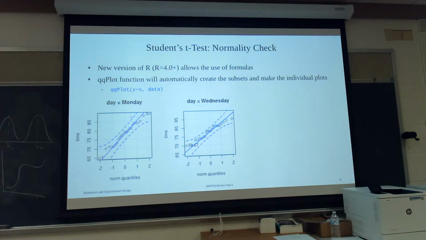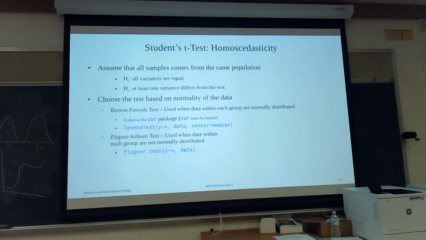So it's pretty new. All right, so normally distributed, we now check our next assumption, which is the equal variance assumption. Both of these tests, the Brown-Forsythe test and the Fligner-Killeen test, have the same null and alternate hypothesis. Our null hypothesis is that all variances are equal. The alternate is that at least one of the variances differs from the rest. And in this case, we don't care which ones are different. We just need to see, are they the same or not? All right. Test choice depends on normality of the data.